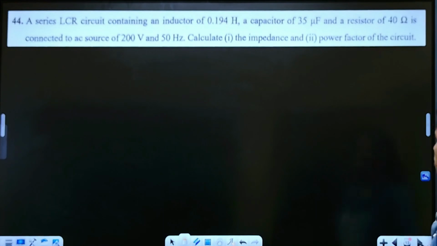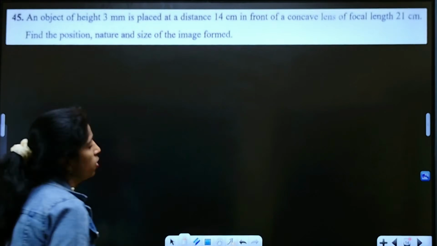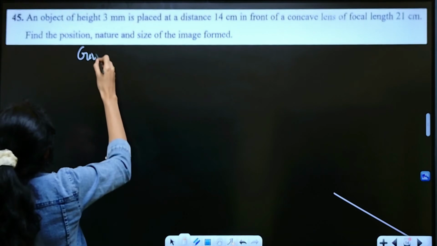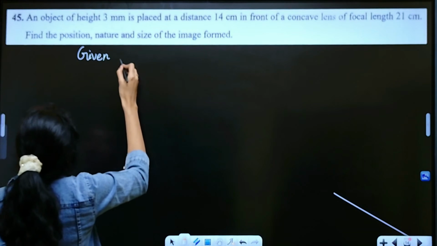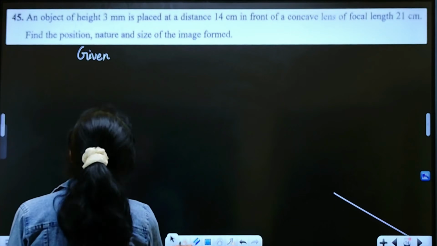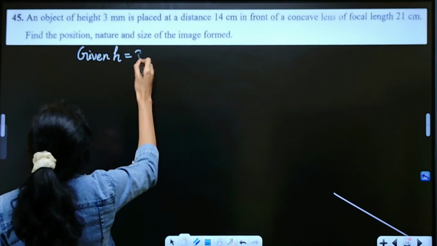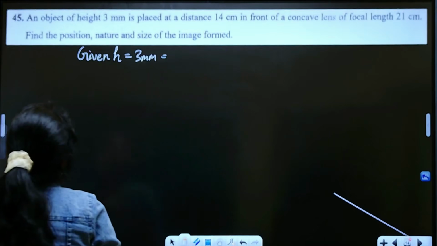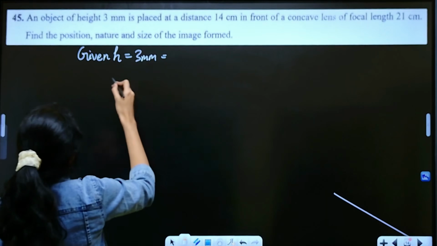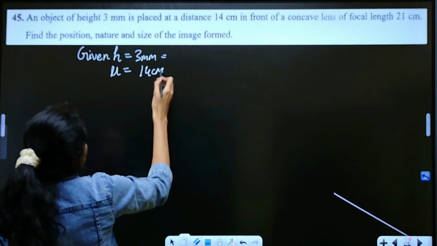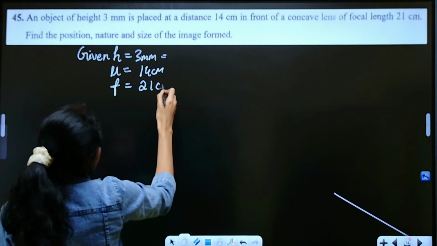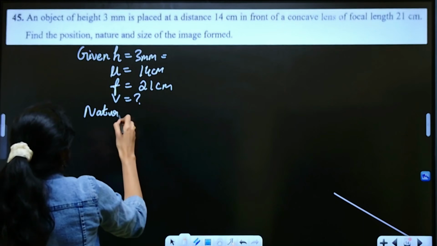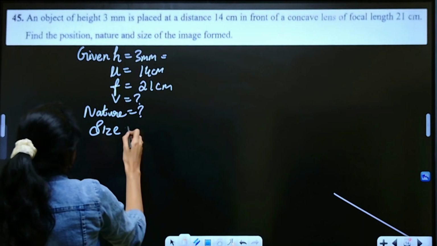Now moving to the next question, the last question. This is the simplest question because it's a great in syllabus as well, from ray optics. So first write what is given. Height of object, directly take it as h, is 3 millimeter. If you want you can convert it to centimeter also, or keep it in millimeter. Next, it is placed at a distance of u equals 14 centimeter, and a concave lens of focal length, focal length is 21 centimeter. Now they're asking you to find the position of the image, the nature of the image, and the size of the image. These are the 3 things they're asking you to find.